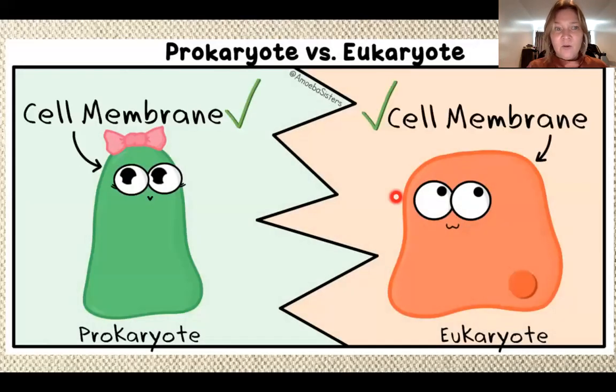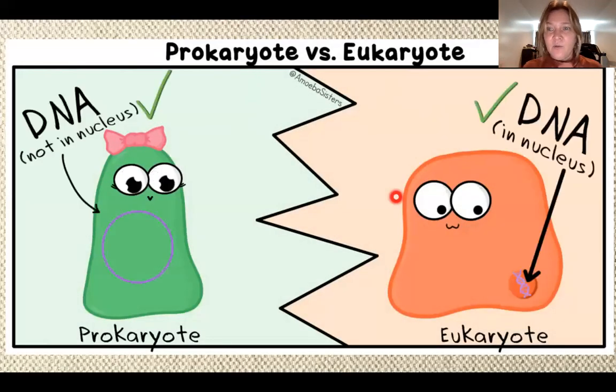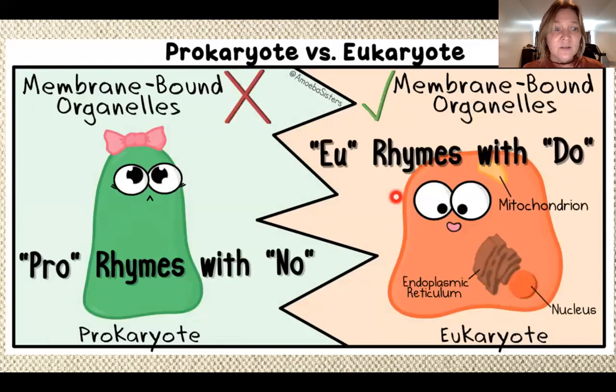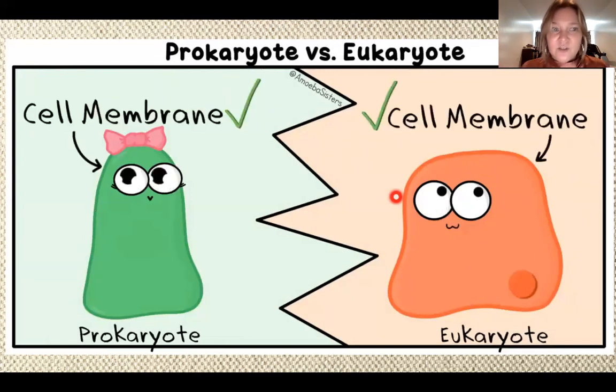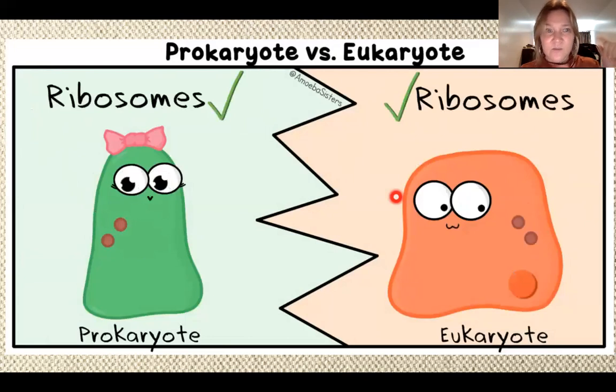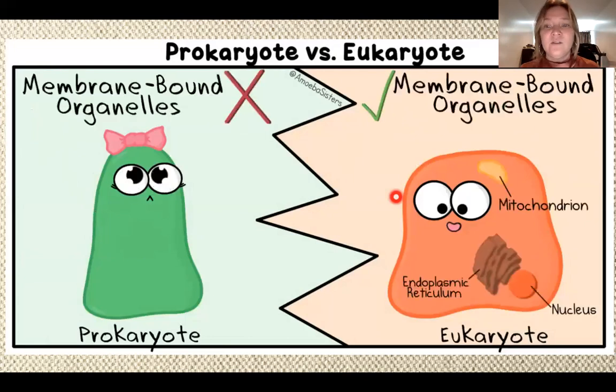So here we have the prokaryote versus eukaryote. They both have a cell membrane, they both have DNA, they both have ribosomes, but a eukaryote has membrane-bound organelles. Prokaryotes don't. Okay, cell membrane, DNA, yes. Ribosomes, yes. Membrane-bound organelles, no.